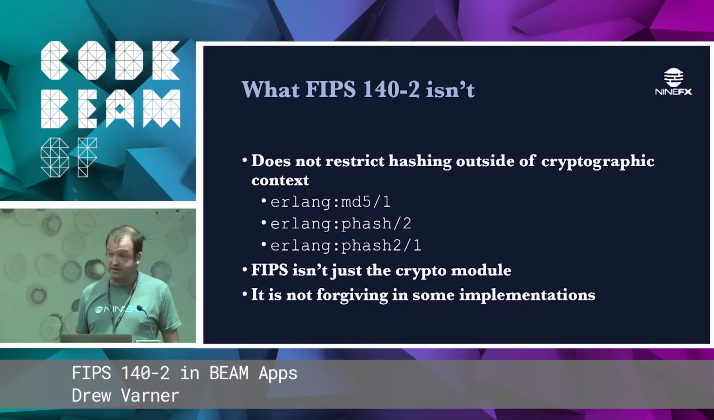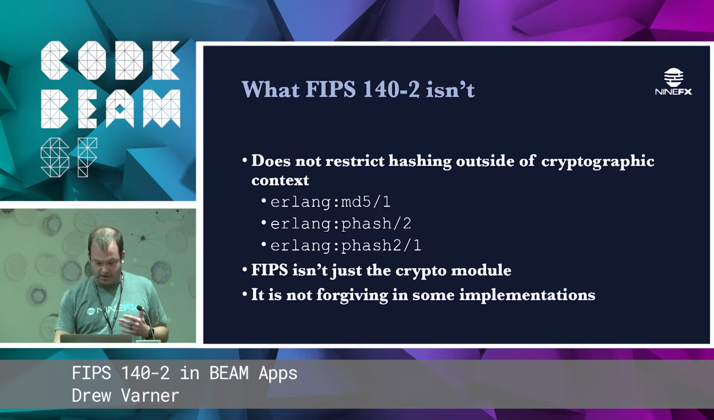Finally, what FIPS isn't is forgiving. There are a lot of ways to get it wrong. For example, if we turn off FIPS mode inside the BEAM, what do we get? All of a sudden, the only type of encrypted connection we can use is TLS v1.2.